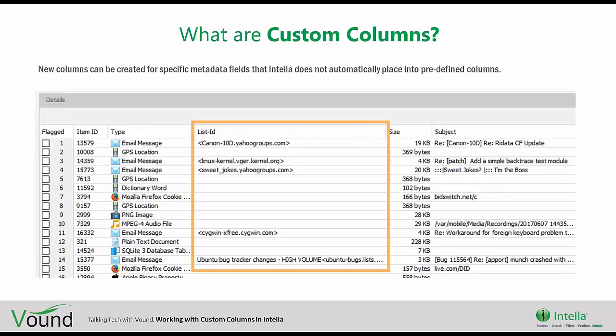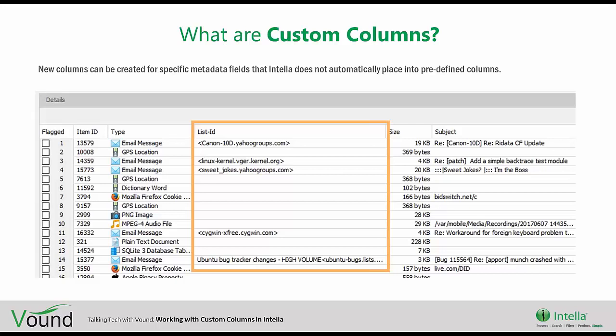Sometimes the user may have some important metadata in their case which is not automatically put into one of those native Intella columns. The user may need this metadata in a column for some other reason, maybe for exporting or reporting or some other purpose. So Intella has a feature called custom columns that can be used to create new columns in Intella.